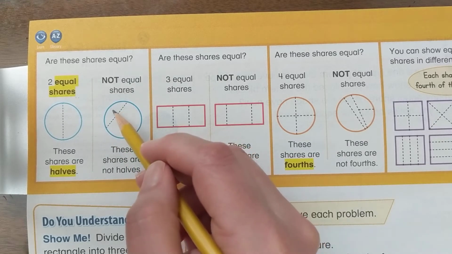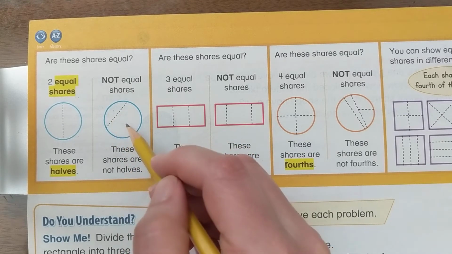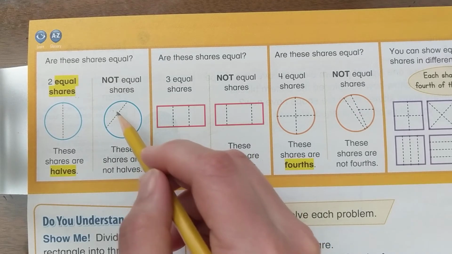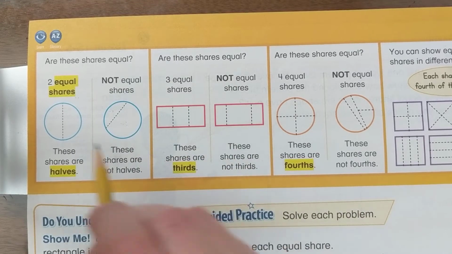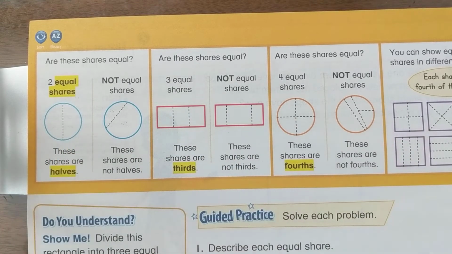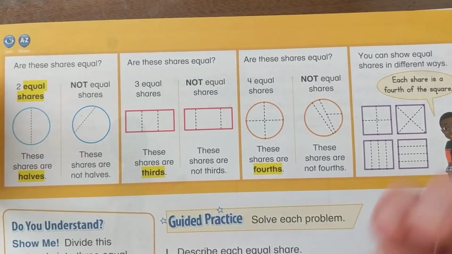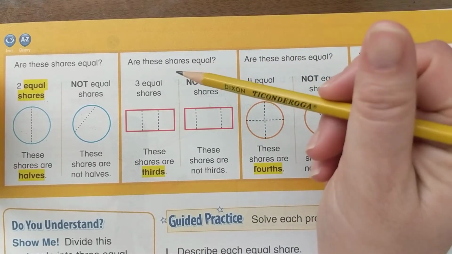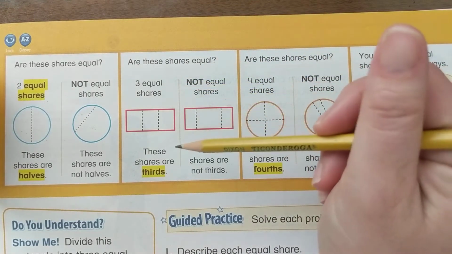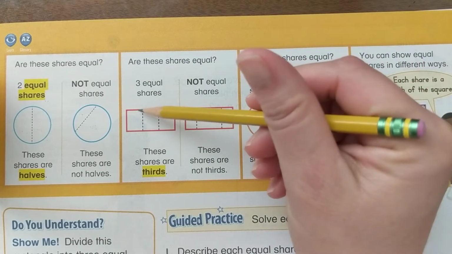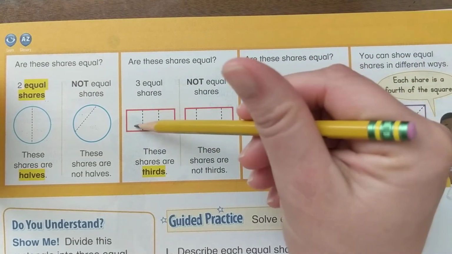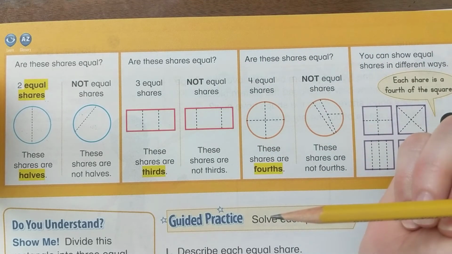So this share is smaller than this share. So you cannot call this halves because they are not equal. They always have to be equal. So here on this one, when you divide it into 3 equal shares, then it is called thirds. And they did it making 2 lines up and down, which makes 3 equal columns.